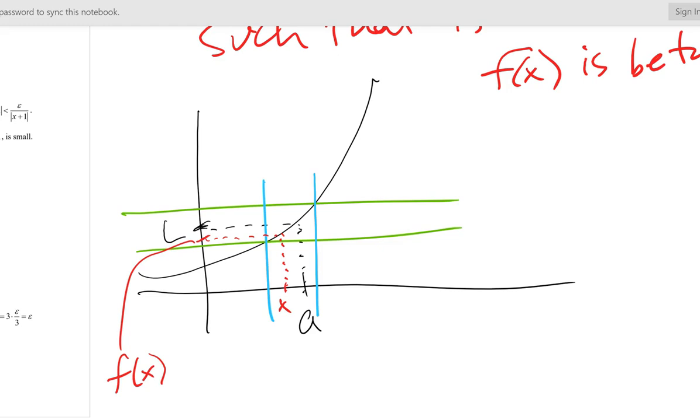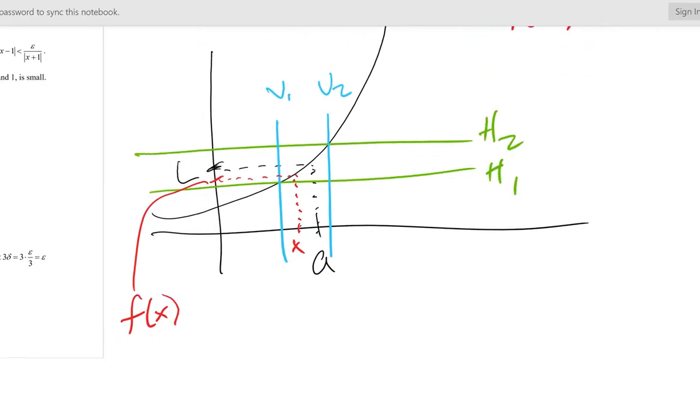Okay, so let me label these H1, H2. This is H2. This is H1, and then this is V1 and V2. Now, this is still the informal definition. Let's get to the formal definition. I'm going to call the distance between H2 and H1 epsilon. So I'm going to say this is epsilon.